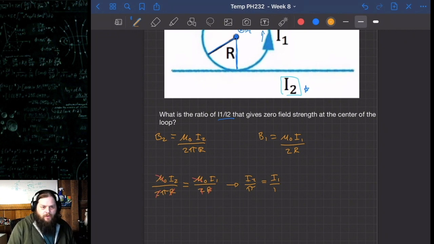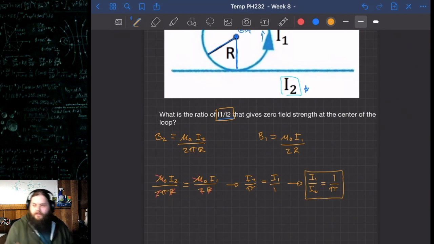So we want the ratio. What we're looking for is this ratio, I1 to I2. To do that, we have to divide each side here by I2. So that's going to say that I1 over I2 is going to be equal to 1 over pi. And that is the ratio of currents that we need to have to make the magnetic fields equal and opposite in that direction. Just 1 over pi.